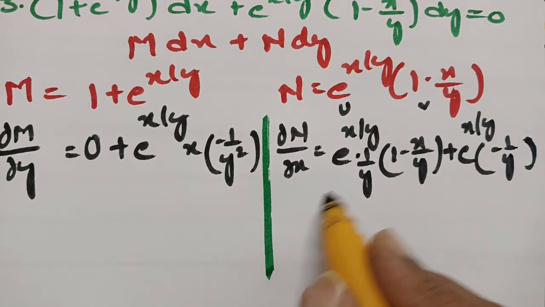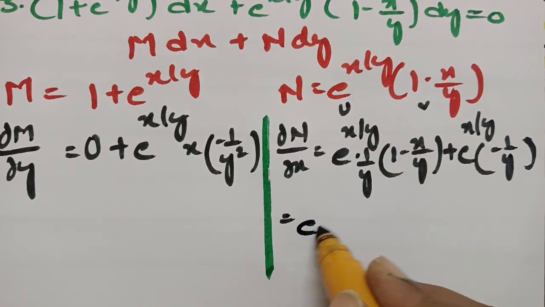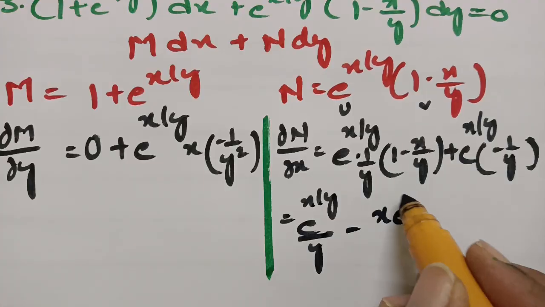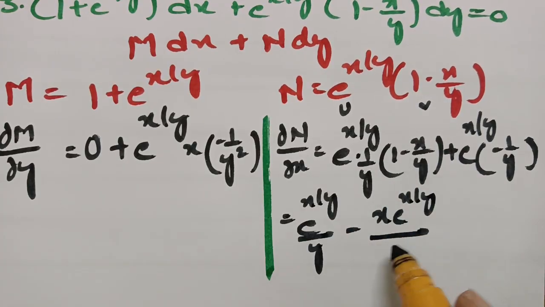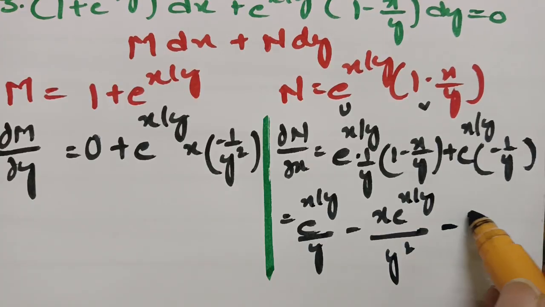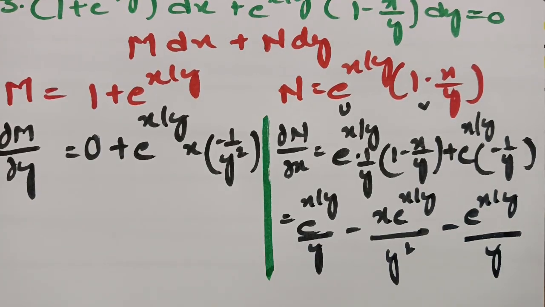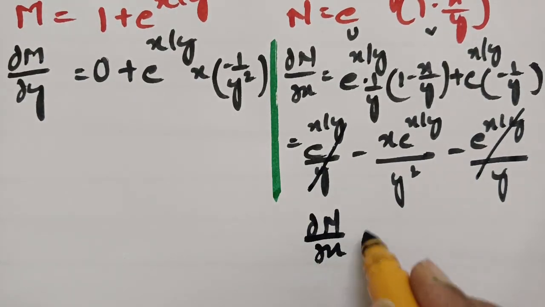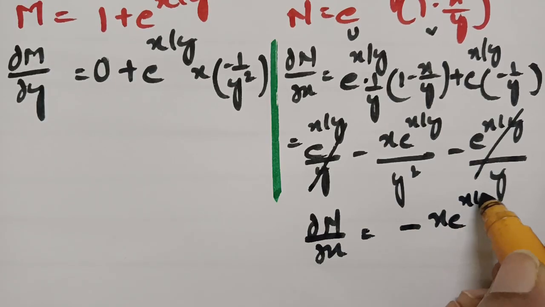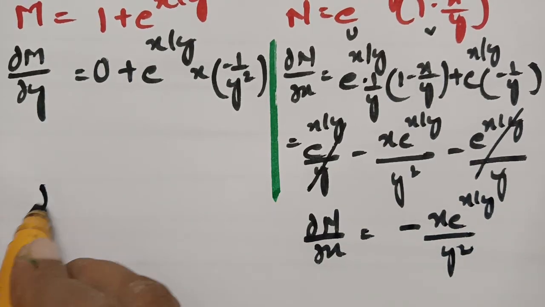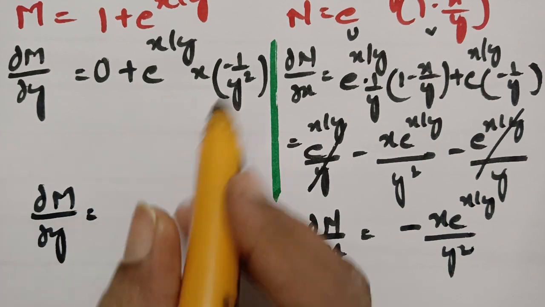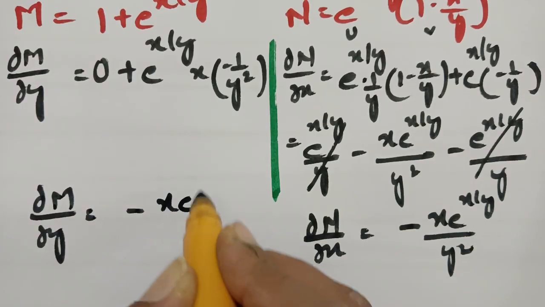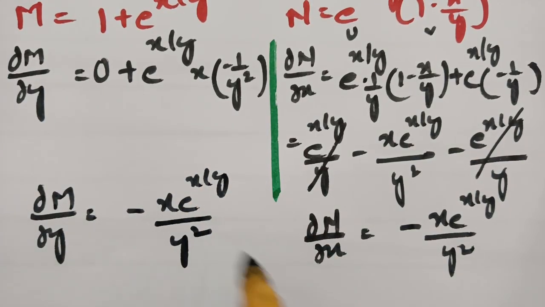So here if I multiply this, this will be e power x by y into y, and if I multiply further, that is x into e power x by y, the denominator will be y square, and this is minus e power x by y by y. So if you observe, I can cancel these two, and dou n by dou x final value is minus x into e power x by y square. And here if you observe, dou m by dou y value is equal to, if I multiply all these, this will be minus x into e power x by y, this value is y square.